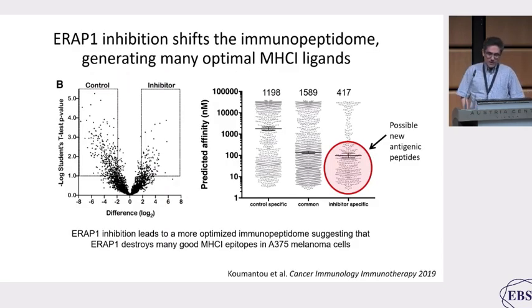Now we understand this a little bit better, and we know that this enzyme affects the so-called immunopeptidome. The immunopeptidome is essentially the sum of peptides that are presented through this pathway on the surface of cells. This is a study from our lab a couple of years ago, where we used an inhibitor we developed for one of those enzymes to show that when cancer cells are treated with this inhibitor, suddenly they present on the surface a lot of new and previously unpresented peptides, which have the potential to be immunogenic.